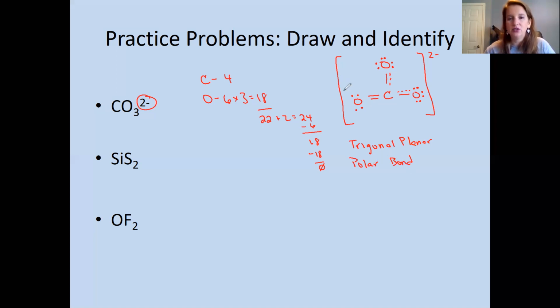Oxygen is most electronegative, so it would get a slightly negative dipole. The carbon being less electronegative would get the positive dipole. And then we want to determine if it is a polar or nonpolar molecule. So we look, are all of the ends the same? Yep, they're all oxygen. Are there lone pairs on the central atom? Nope. So this is a nonpolar molecule.